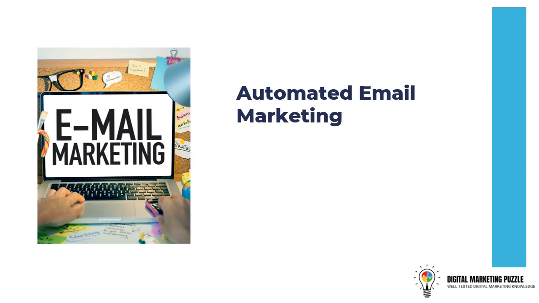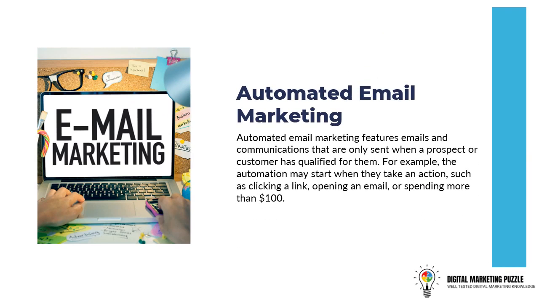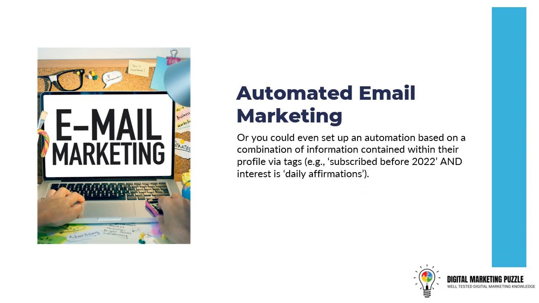Automated email marketing features emails and communications that are only sent when a prospect or customer has qualified for them. For example, the automation may start when they take an action, such as clicking a link, opening an email, or spending more than $100. It could be triggered by a preference they have revealed, such as downloading information on a specific topic, adding their job title to an opt-in form, or updating their contact information with a new city. Or you could even set up an automation based on a combination of information contained within their profile via tags, for example, subscribed before 2022 and interest is daily affirmations.